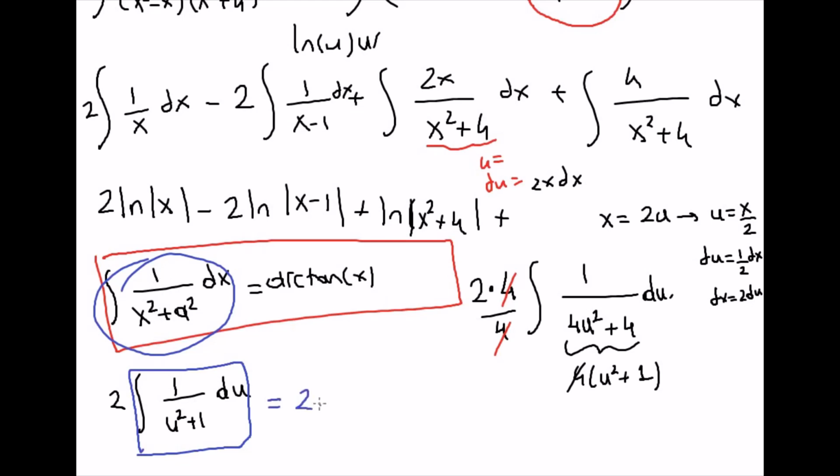So this is going to be 2 arctangent of u. And if we bring u back, u was x over 2, so 2 arctangent of x over 2 is the final answer for the last integral.